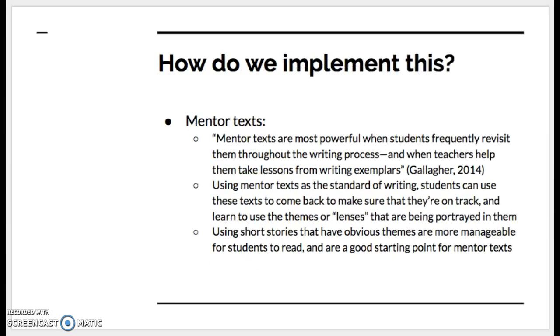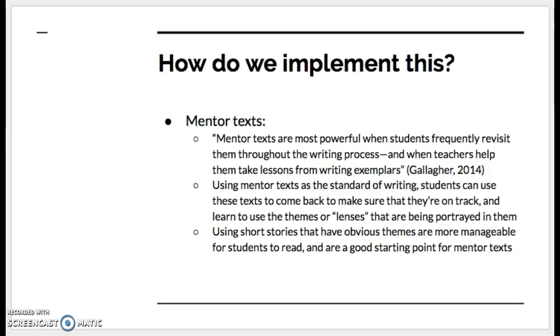So with all this information, how do we implement these concepts? It is my theory that mentor texts and using them as the guide to writing is the best way to do this. Mentor texts are most powerful when students frequently revisit them throughout the writing process, and when teachers help them take lessons from writing exemplars.